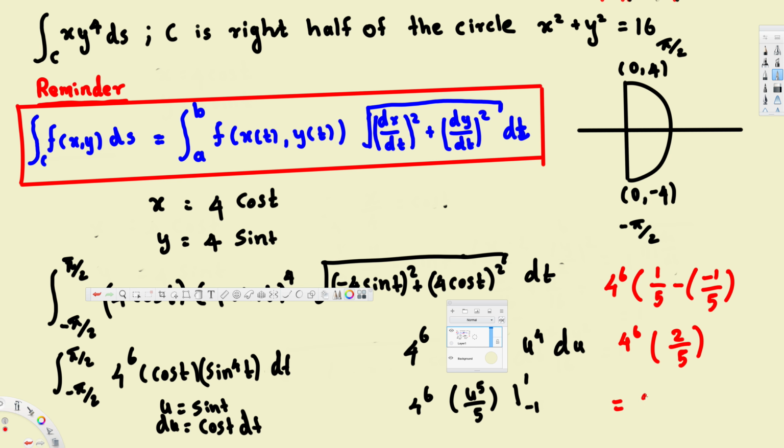Our final answer is going to be 4 power 6 times 2 over 5, and that's going to be the line integral of this right half of this circle.